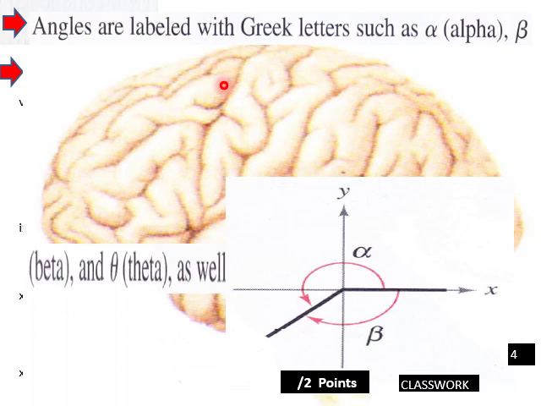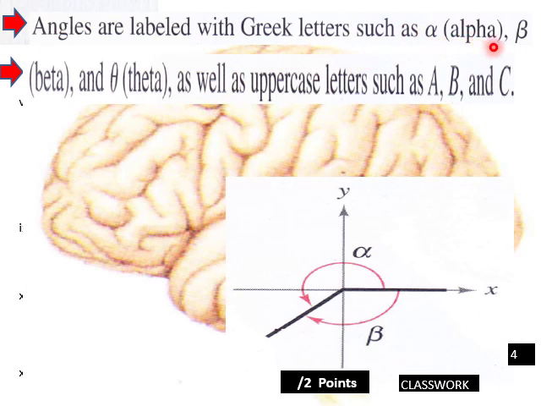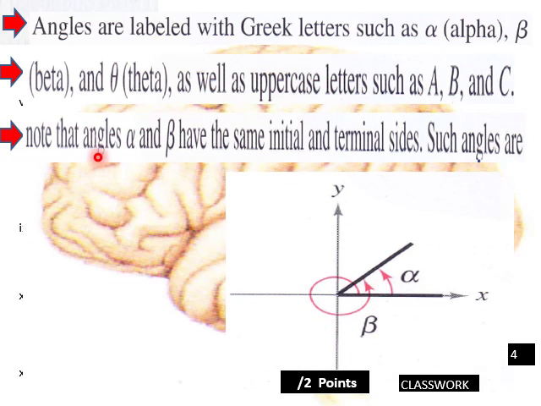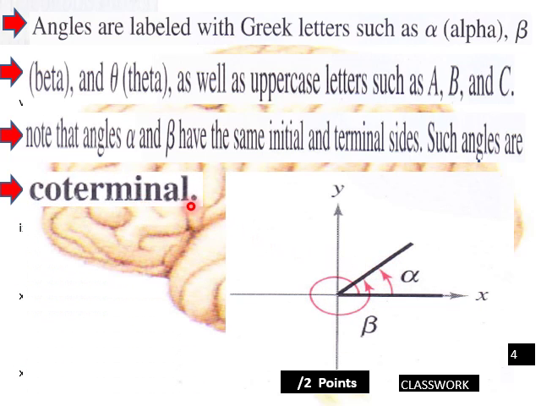On to a classwork sheet. Okay, angles are labeled with Greek letters such as alpha, beta, and theta, as well as uppercase letters such as A, B, and C. Note that angles alpha and beta have the same initial and terminal sides. So this would be alpha here, but beta goes around 1 revolution and then this much more. So beta is 360 plus alpha. Such angles are called coterminal. Because they end at the same place, they're coterminal.